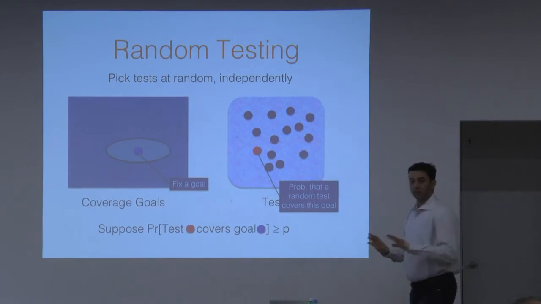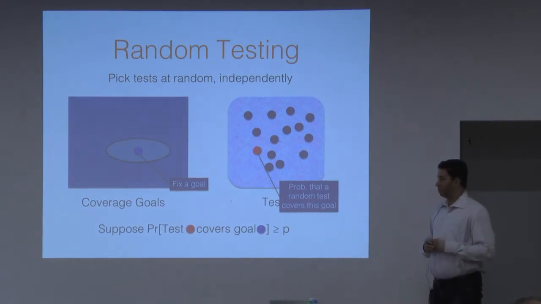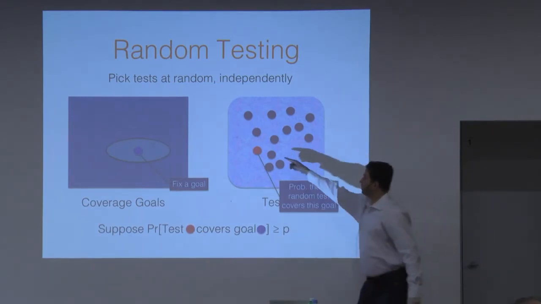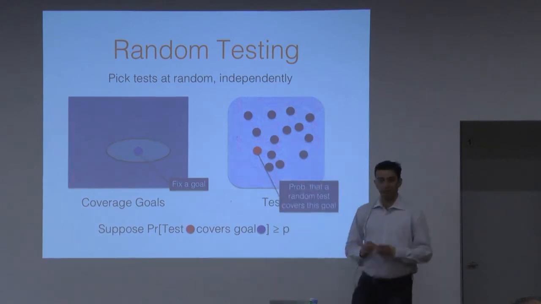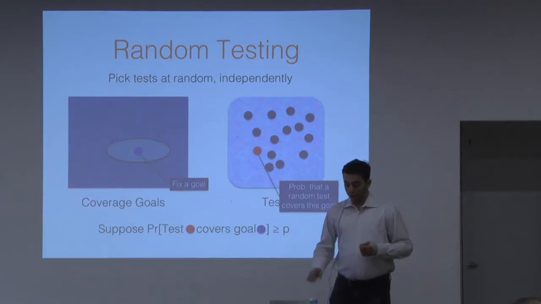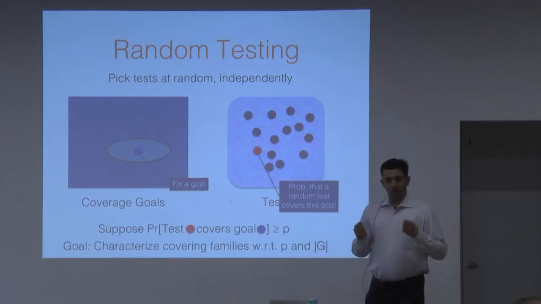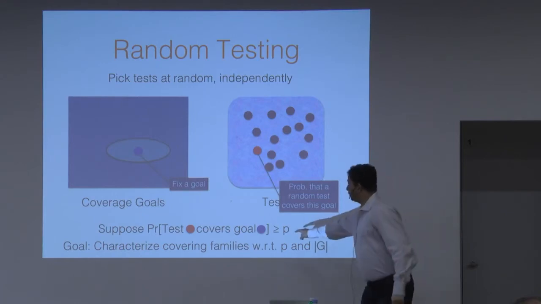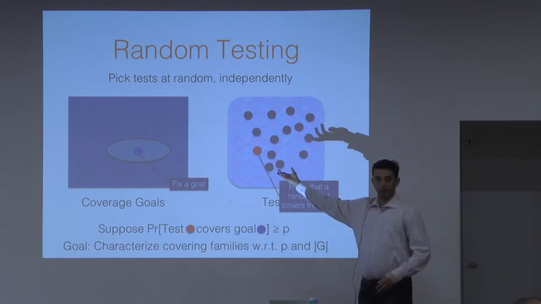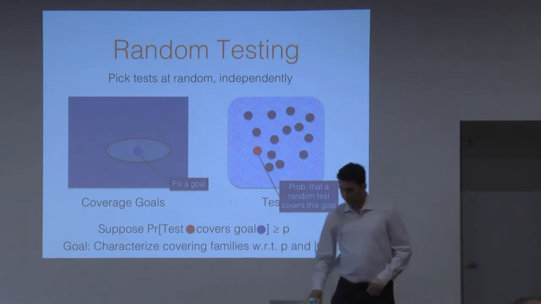And suppose that we can give a lower bound on this probability, that the test red here covers that blue goal there. And suppose that this probability is greater than or equal to p. Then our goal would be to characterize the size of covering families with respect to these parameters p and the number of coverage goals.